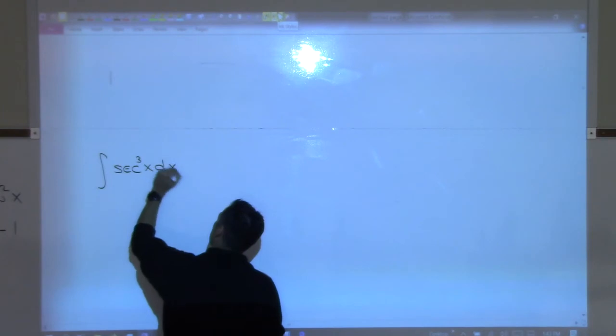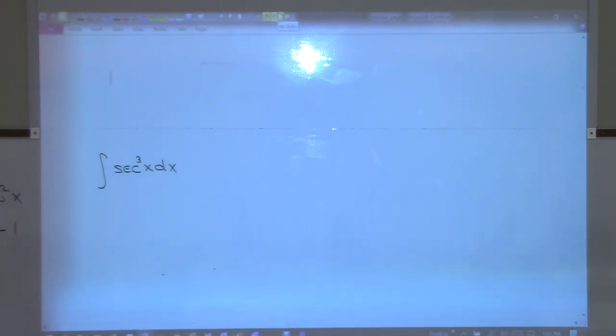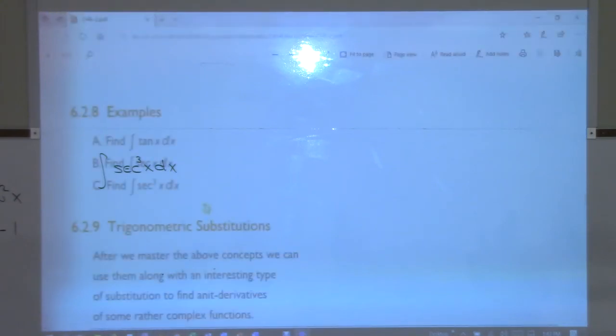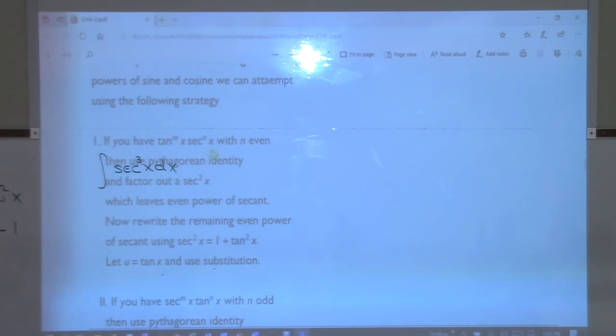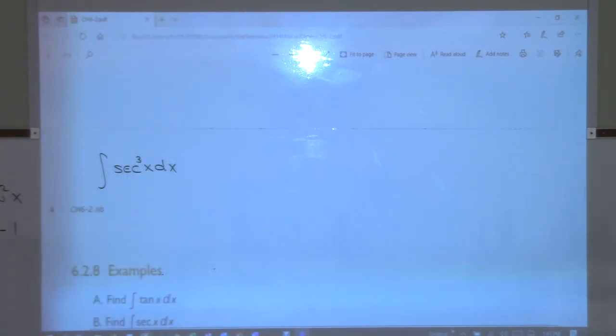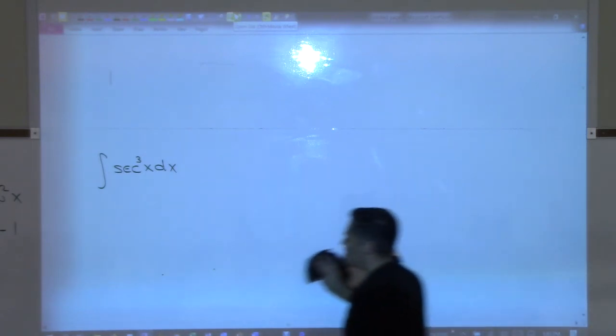Can we use the little cheat sheet for this? Does it tell us how to handle this? It doesn't, right? Remember, it says up here that if we have secant even, we can do something. But here we have secant odd, and we don't even have a tangent, do we? So we don't have a method for this yet. I mean, we don't have anything we can do. But this one actually does work out real nice.